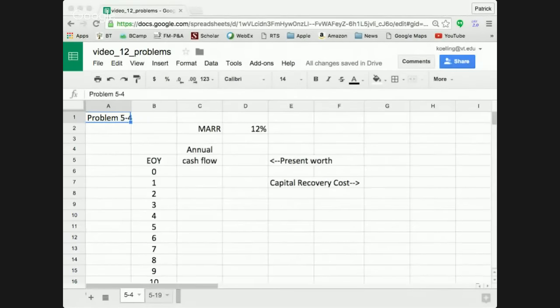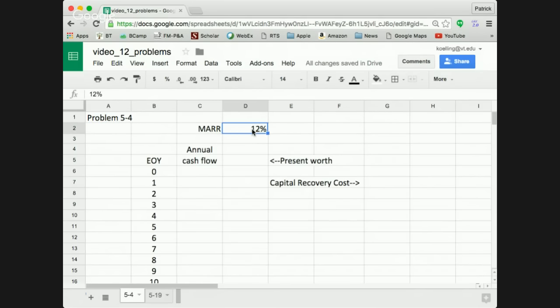So let's get directly to the problems we're going to examine today. This is problem 5.4 in your textbook, and if you have it, it'd be good for you to follow along. I'm going to read it briefly here, and I will input the cash flows related to this problem. The question asks us to evaluate a combined cycle power plant on the basis of the present worth method when the MAR is 12% per year.